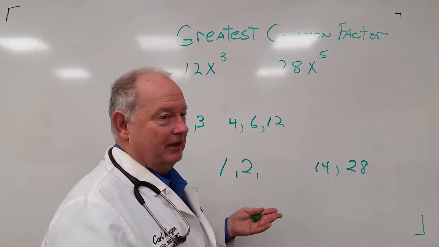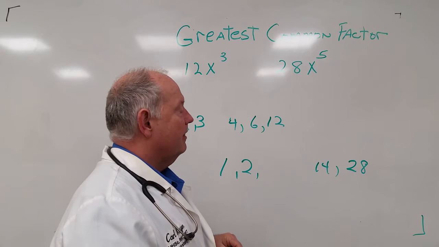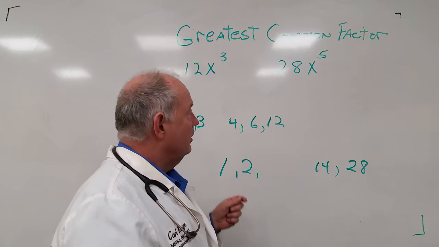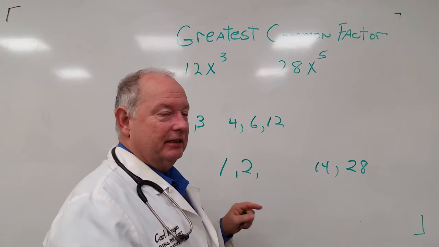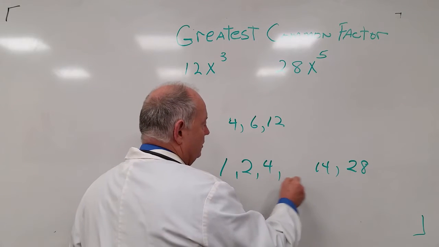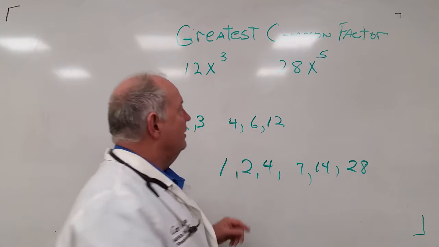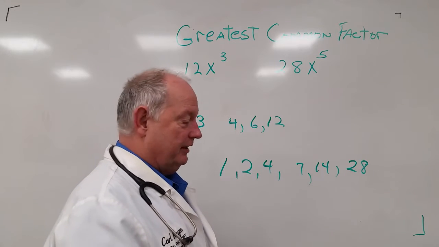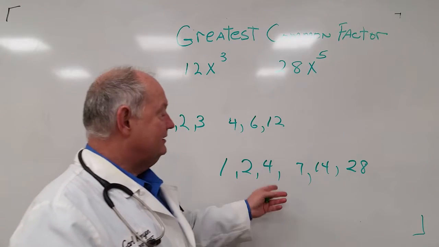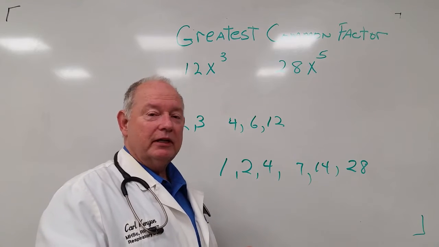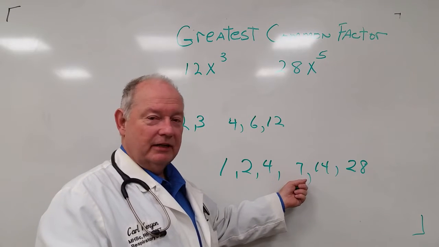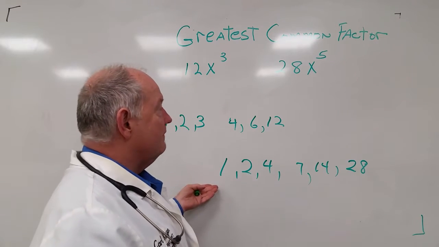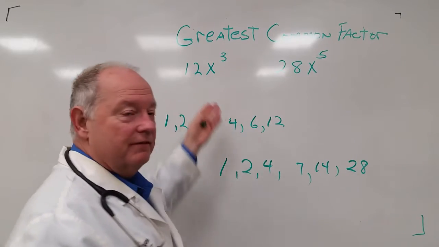3 times nothing equals 28. 4 times 7 equals 28. 5 times nothing equals 28. 6 times nothing equals 28. And 7 times 4. So we have completed all of our factors of 28 and all of our factors of 12.